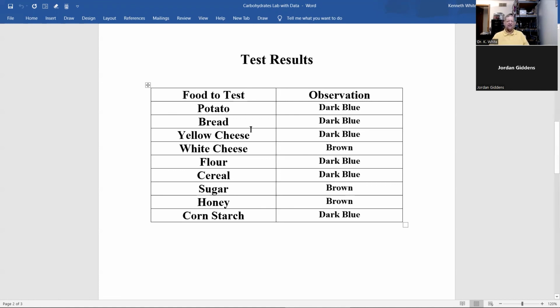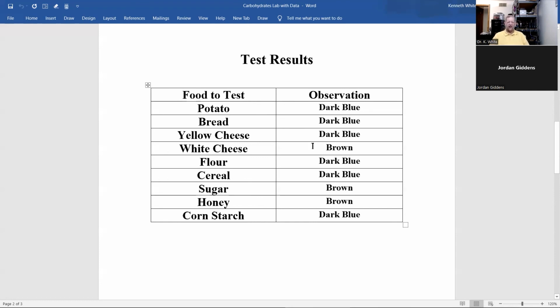Now, let's go back to yellow cheese, white cheese. When we do this at ECC, Dr. White has to buy the cheese because the school doesn't have any. I also, or other faculty, bring in potato bread for me. We already got cereal, sugar we got there, honey we bought a long time ago, cornstarch we got there.